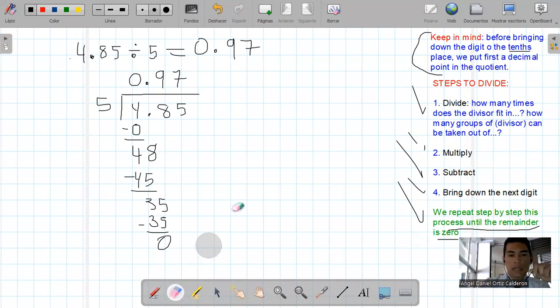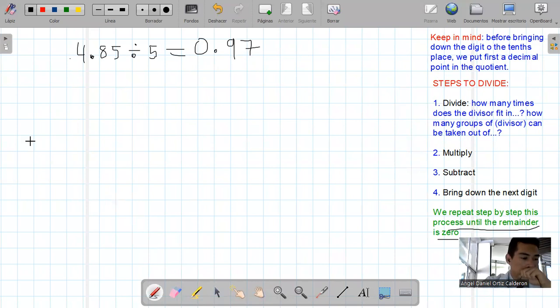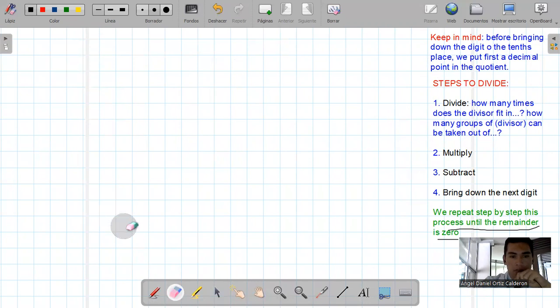Right, guys? Now let's try another example. Let's try some samples because the more we practice, the more we learn. Suppose that we have, let's erase this part here. Suppose we have 6 ones and 7 tenths divided by 5. Divided by 5, right?